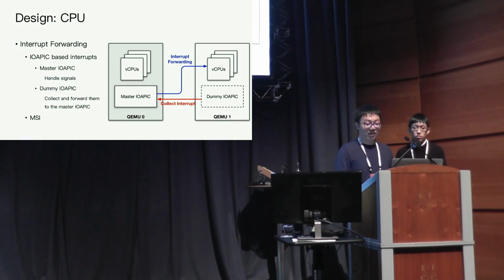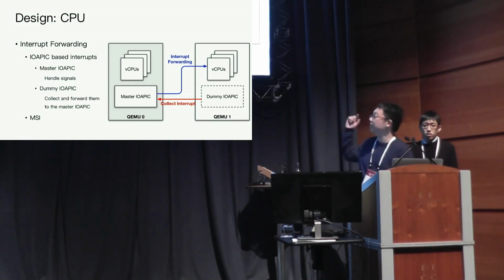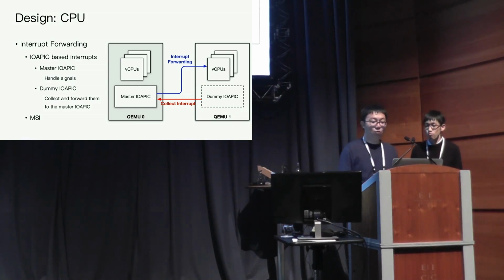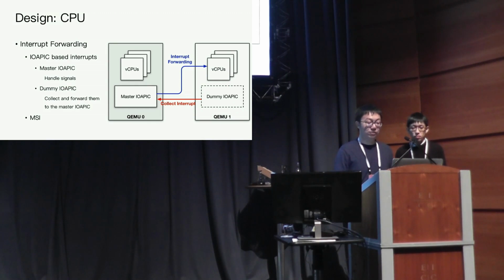The interrupt forwarding process for IO-APIC is shown in this figure, as there should be only one IO-APIC per system. We dedicate one of the QEMUs as master. Other QEMUs maintain a dummy IO-APIC to collect those interrupt signals and forward them to the master IO-APIC. Reads and writes to the registers of IO-APIC are all routed to the master IO-APIC. So it contains all the necessary configurations and is able to generate interrupts once the forwarded signal arrives.